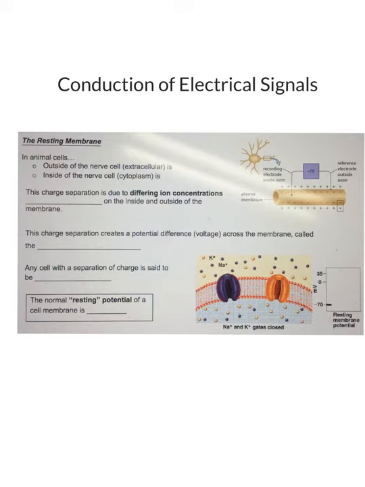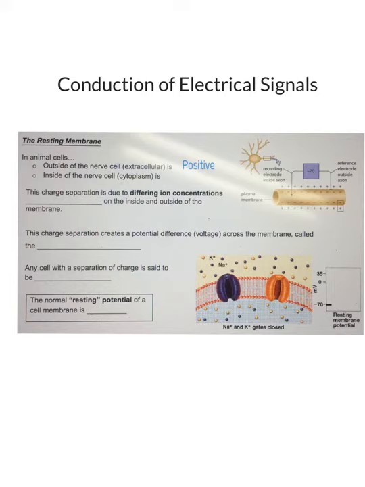Okay, so this is the neuron here, and they call this the plasma membrane. That's the same thing as saying a cell membrane. It just means the part of the neuron we're looking at here, and the inside and the outside of the neuron. In all animal cells, the outside of the nerve, or they call it extracellular, is always going to be positive at rest. You can look over here and see that the positives are on the outside.